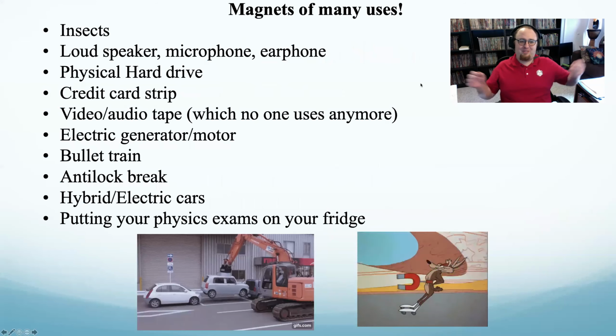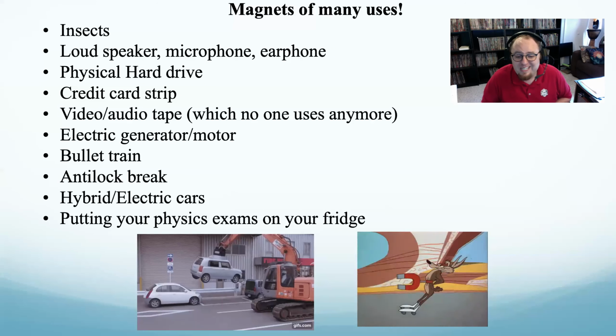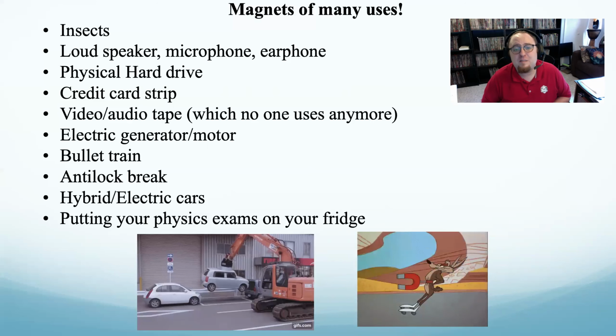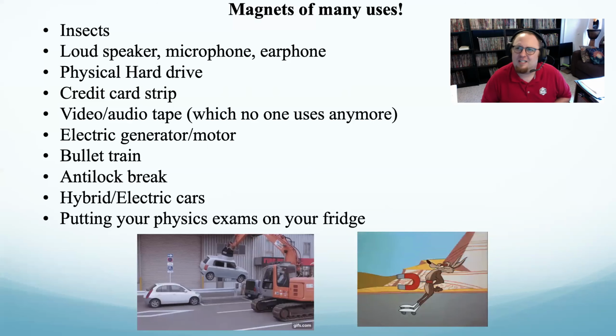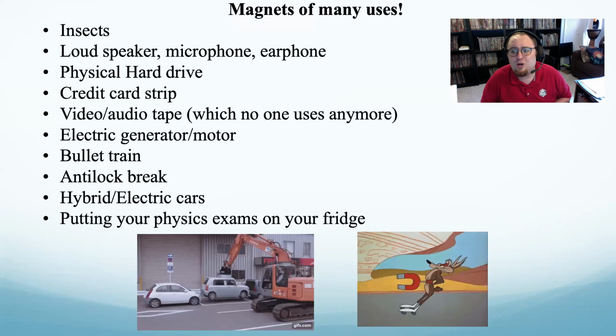Okay, so magnets. That's what we're talking about. They are incredibly useful. Most insects actually use the magnetic field of Earth to navigate. It is how speakers work. Well, at least I think they still work this way. It's how they always work. They work through magnets. It's how an old school hard drive works.